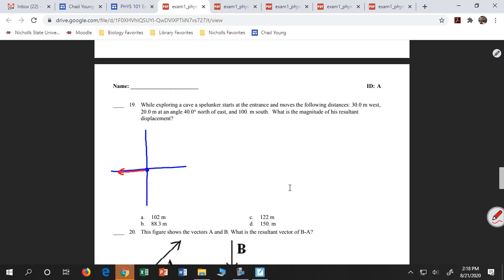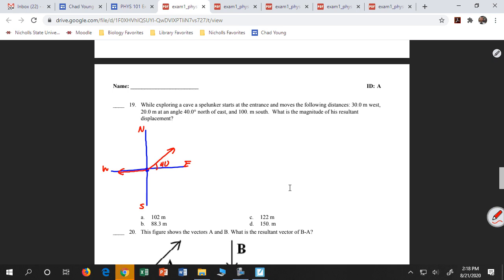Now, let me tell you, for your test, I'm probably not going to give you cardinal directions, but the way that I would draw 20 meters at 40 degrees north of east is to draw it, this is "never eat soggy waffles," right? It would look like this. And this is north of east, 40 degrees north of east.